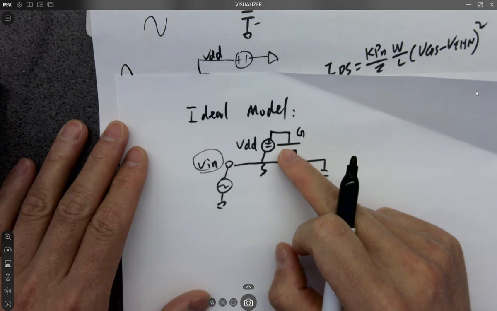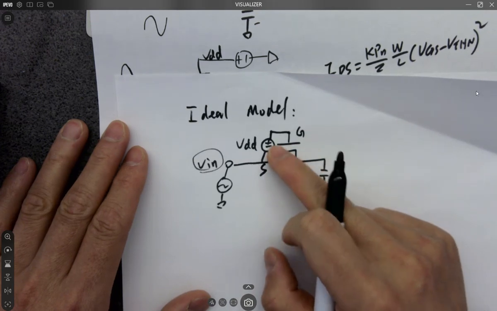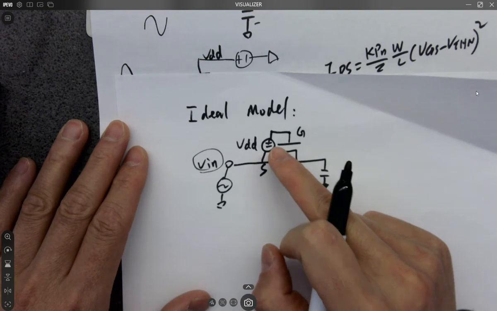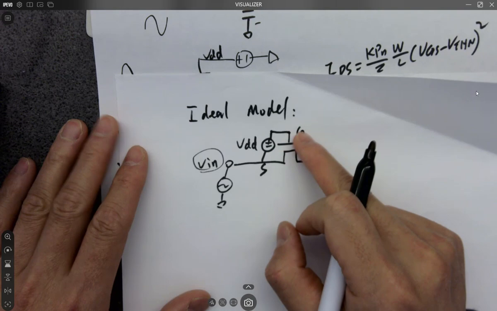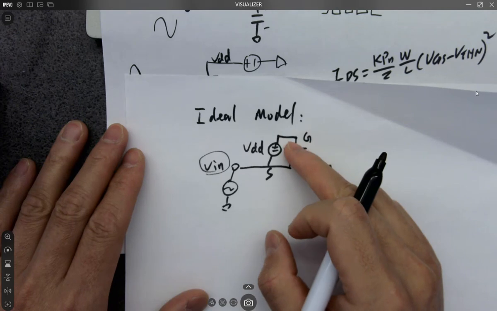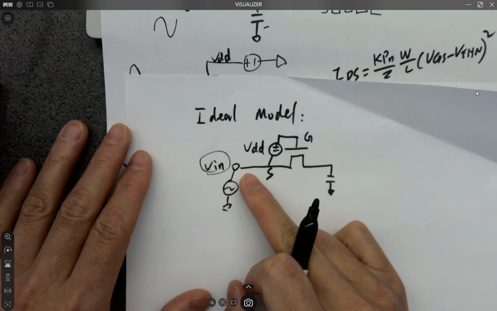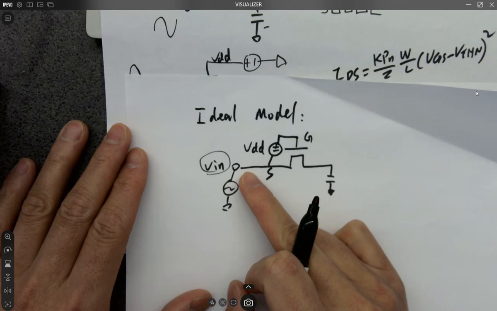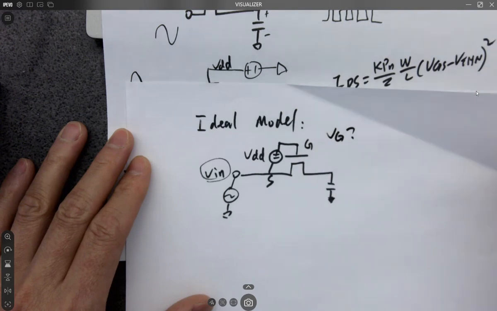Can you trust it? Is it changing? You can trust it. It's not changing because this is a voltage source, the ideal source. It tells you it's VDD. It's going to be VDD forever. Okay? So if you can do this and put your V in over here, another question for you guys is VG changing or not?